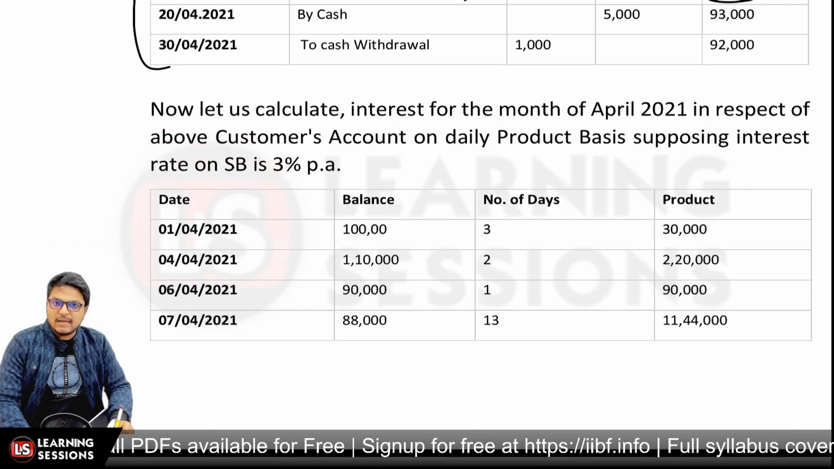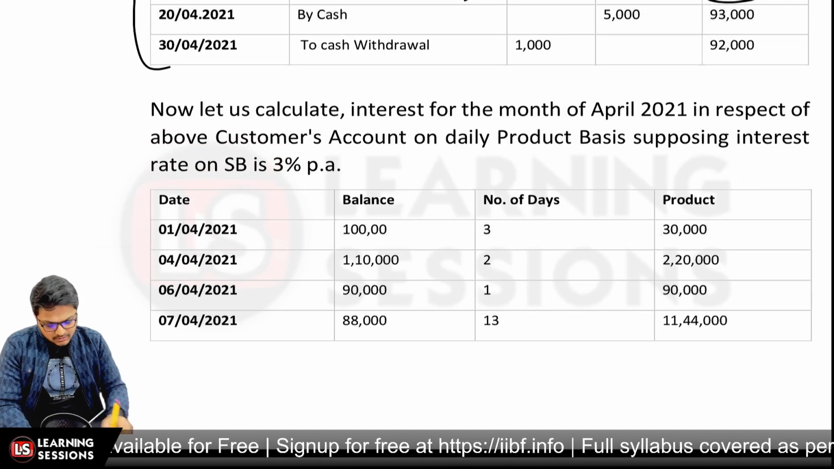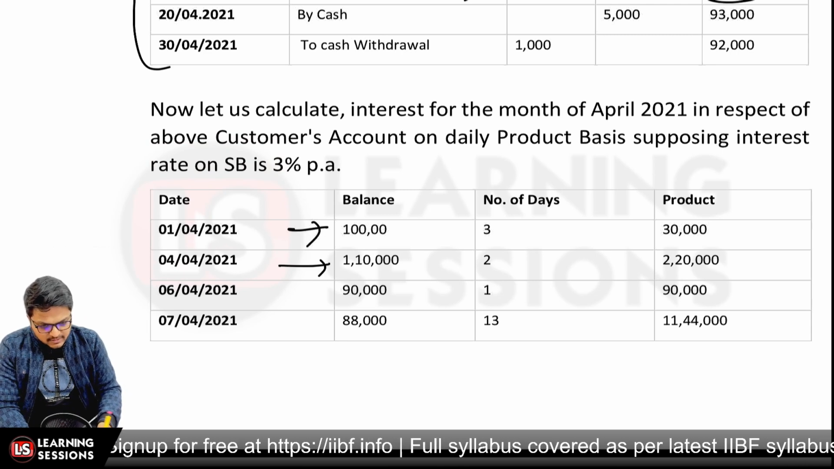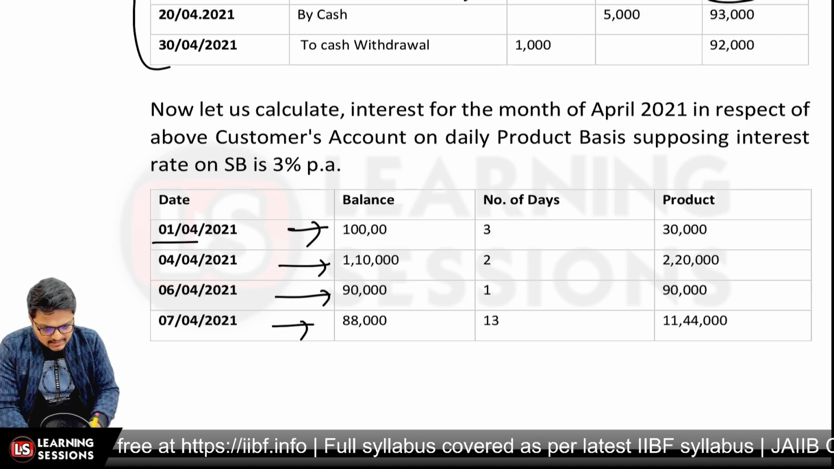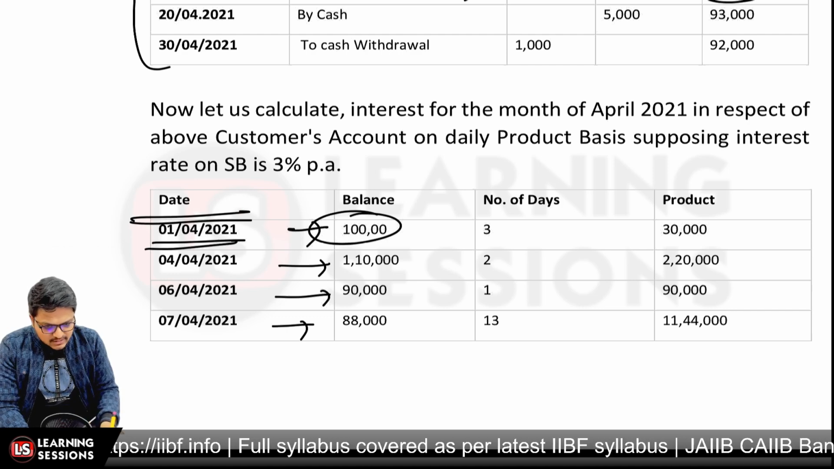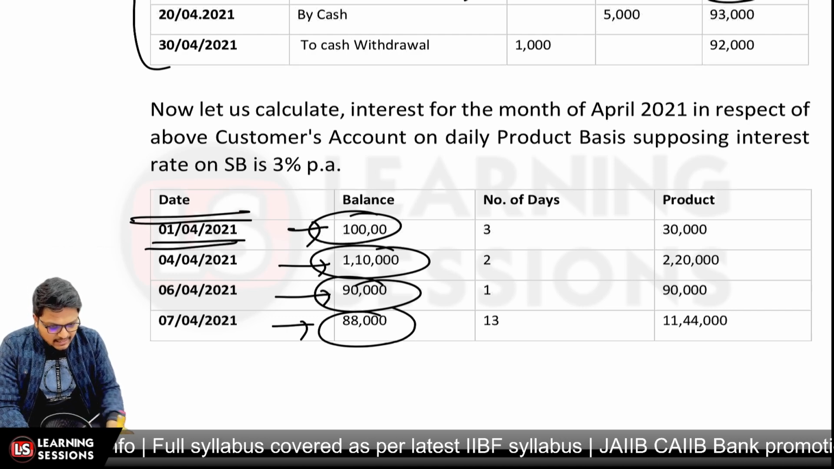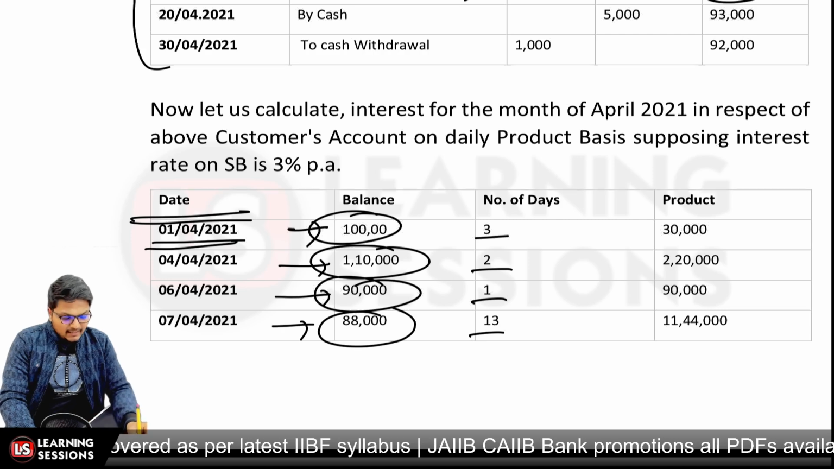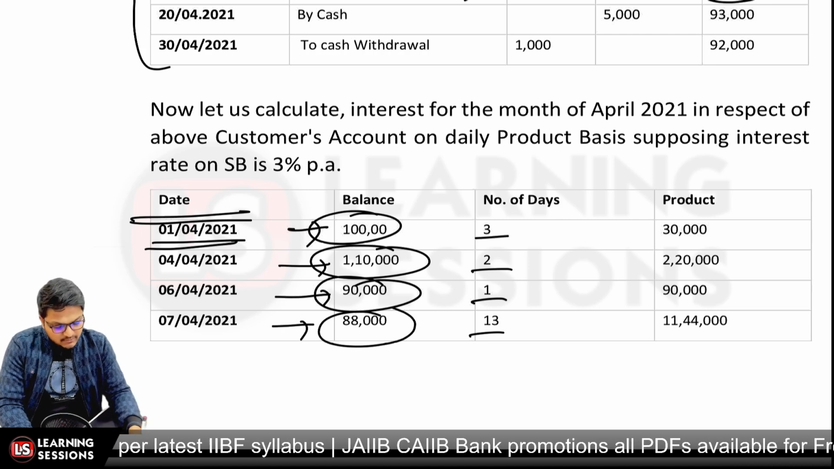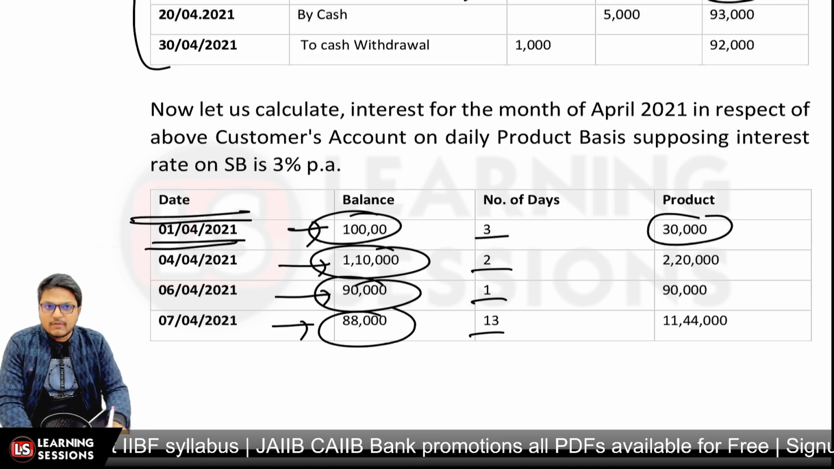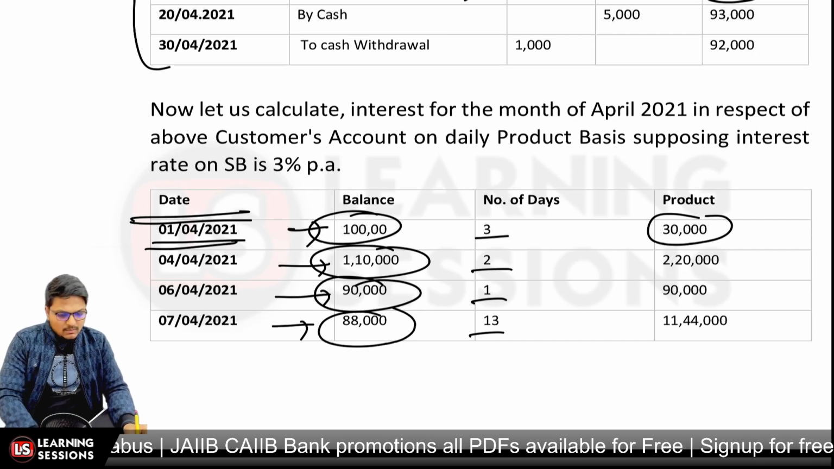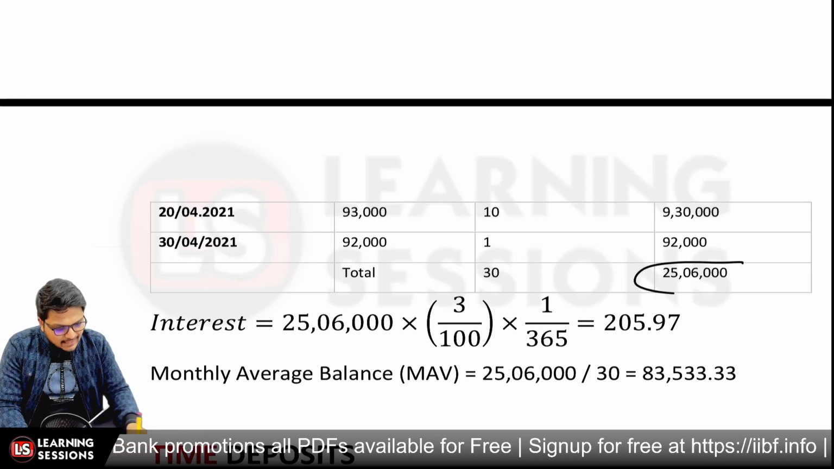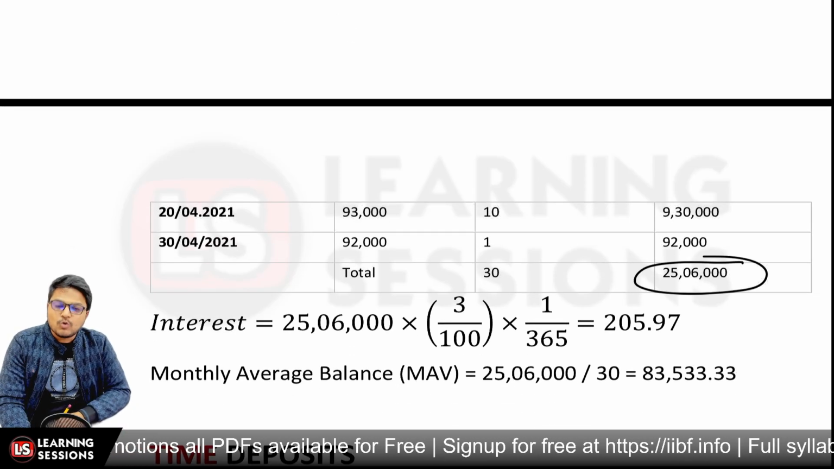So this particular table we have sorted out, and we have created this table from the same data given above, showing that on these days this particular transaction amount was there, and this balance was maintained for this number of days, right? And further we calculated the product of the same, balance into number of days, and again we calculated the same, and the total came out to be 25,06,000. So that was the total amount that we calculated.